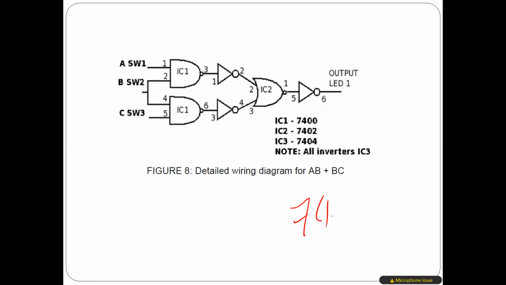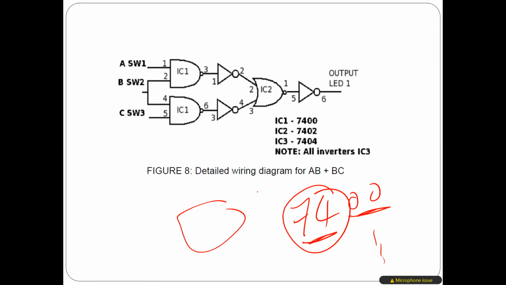What I'm saying is we have a family called 74. This family has several numbers, for example 7400 or whatever, and every chip is different. For example, 7400 is chip number 1, and I'm going to use it here and also here. That's why you can see IC1, IC2, because this chip actually has 4 NAND gates.